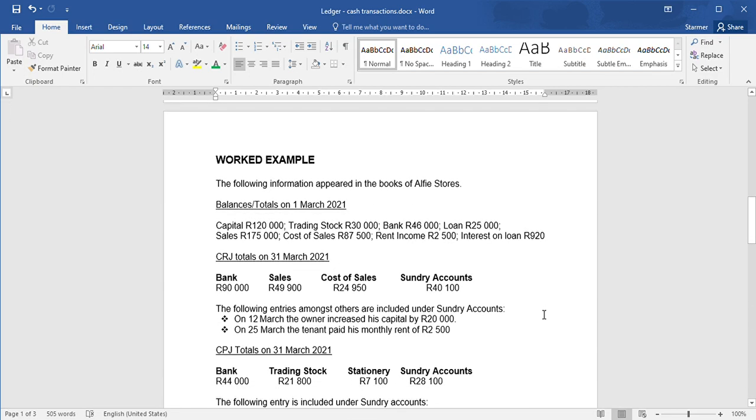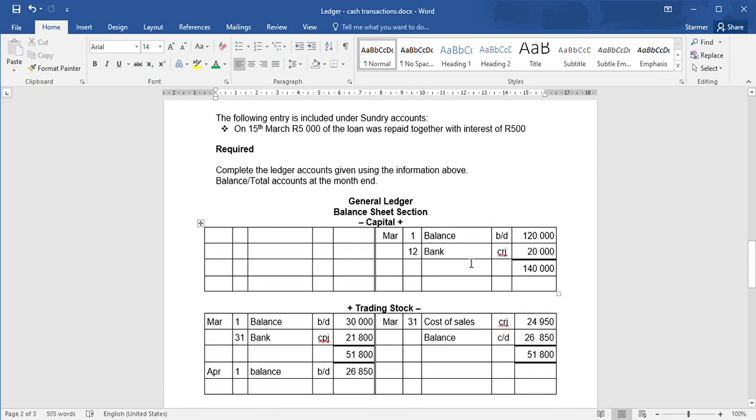Right, so let's have a look here. If you've got entries on one side of the account only, then you simply need to add there. So you take the 120 plus the 20, which gives you 140. Please notice I don't write any details next to a total, ever.